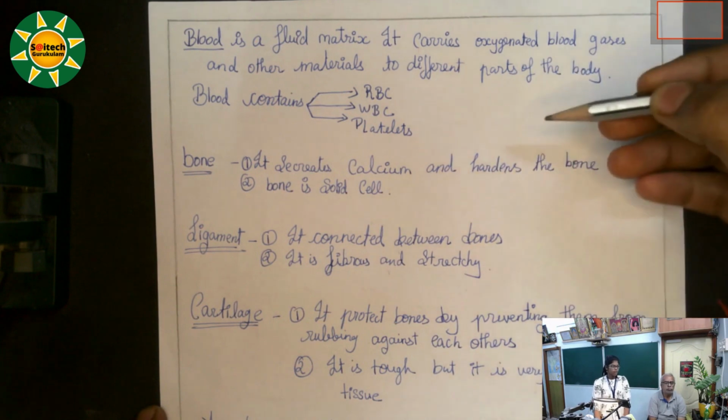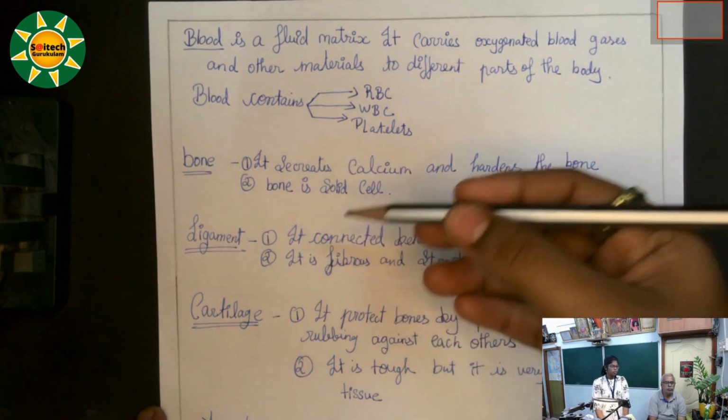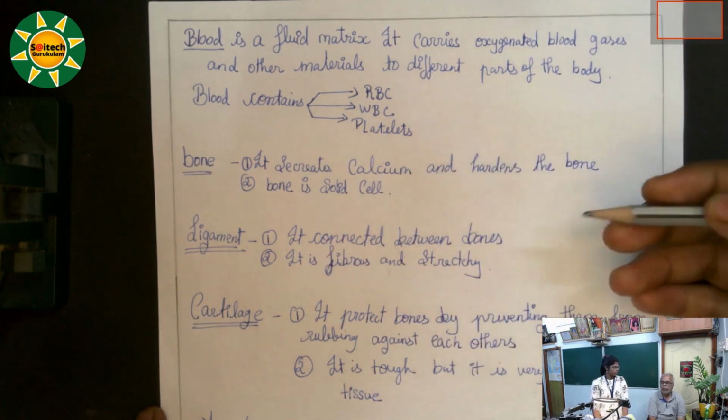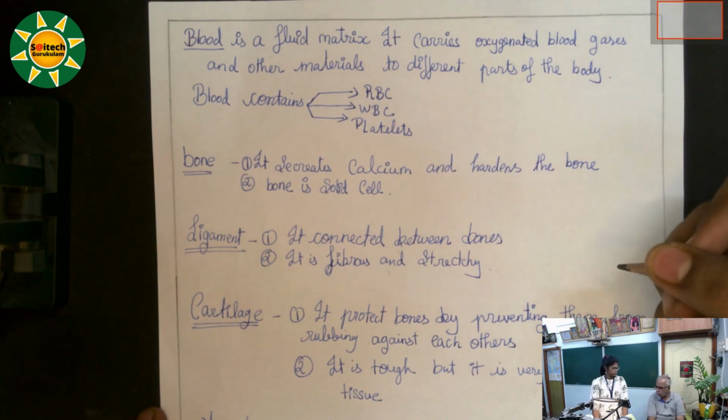And bones secrete calcium and harden the bone, and bones are the solid cells. That is why for good growth of bone, you need calcium.